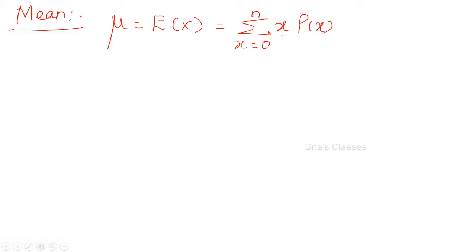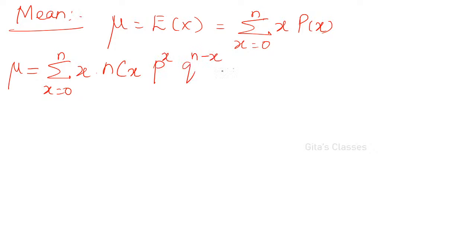What is our P of x now? This is equal to, that is, mu is equal to sigma x varies from 0 to n, x already is there, into what is P of x? That is, we are in binomial distribution. So you have to write the PMF of binomial distribution: nCx into p^x into q^(n minus x). Okay. So now substitute the values.